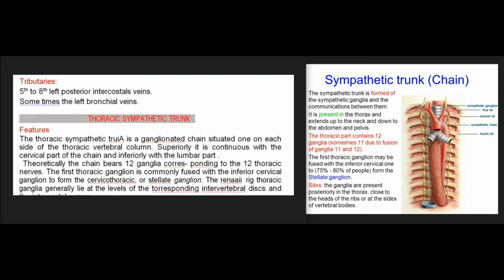Thoracic sympathetic trunk. Features: The thoracic sympathetic trunk is a ganglionated chain situated one on each side of the thoracic vertebral column. Superiorly it is continuous with the cervical part of the chain and inferiorly with the lumbar part. Theoretically the chain bears 12 ganglia corresponding to the 12 thoracic nerves. The first thoracic ganglion is commonly fused with the inferior cervical ganglion to form the cervicothoracic, or stellate ganglion. The remaining thoracic ganglia generally lie at the levels of the corresponding intervertebral discs and the intercostal nerves.